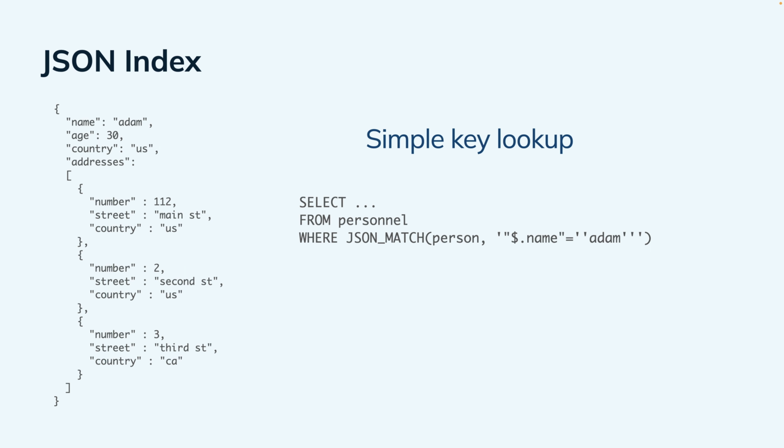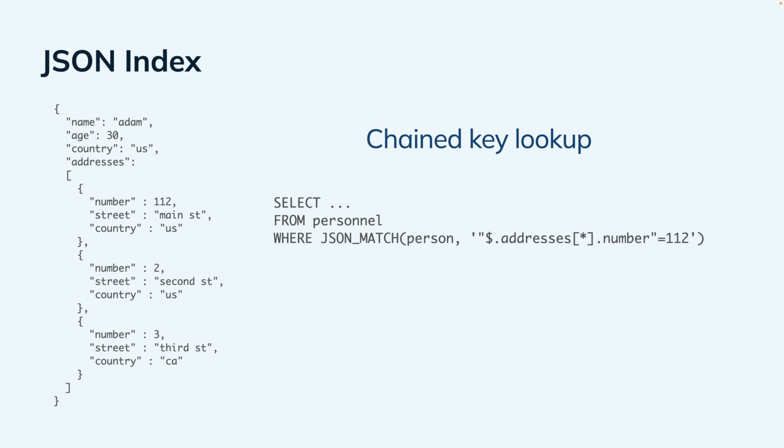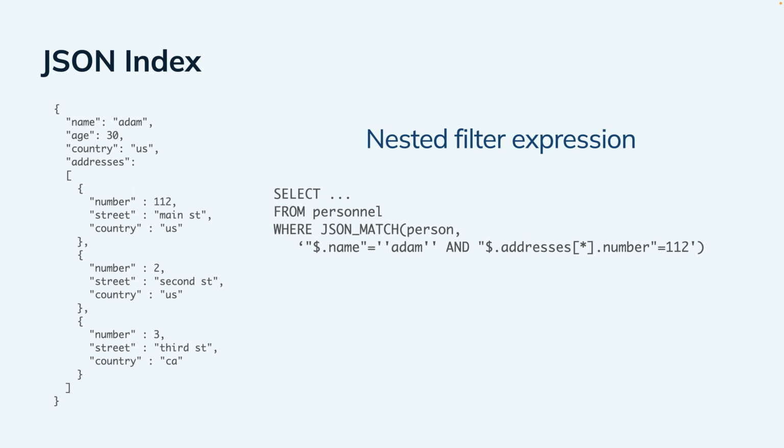So I can do a simple key lookup, right? I want to say, hey, that name field, that's a top level field. If that's Adam, well, there's my filter. I want to filter that table based on that. I can chain into embedded objects. I have an array called addresses, and I can say, look, I don't care what element of the array it is. If it's anywhere in that array, the number field of the object in that array is 112, there's my filter. I can combine these things.